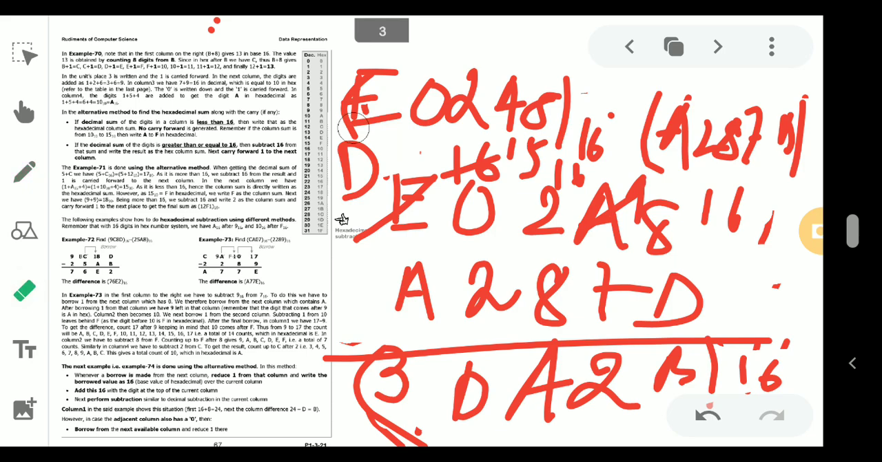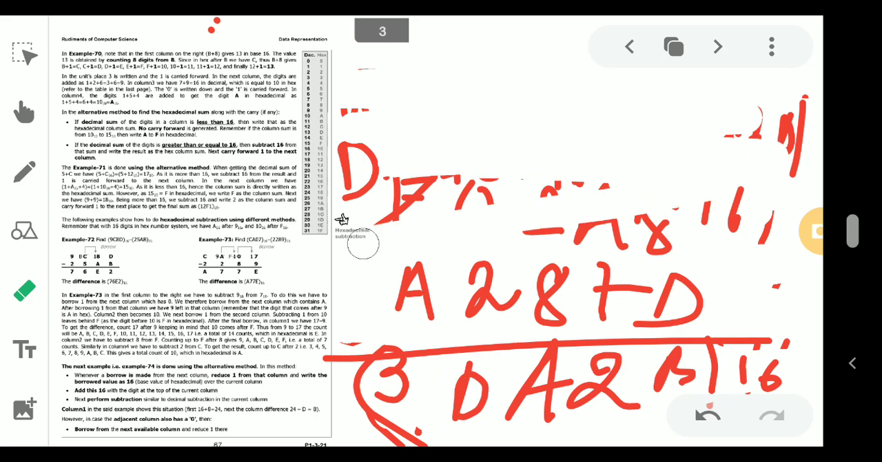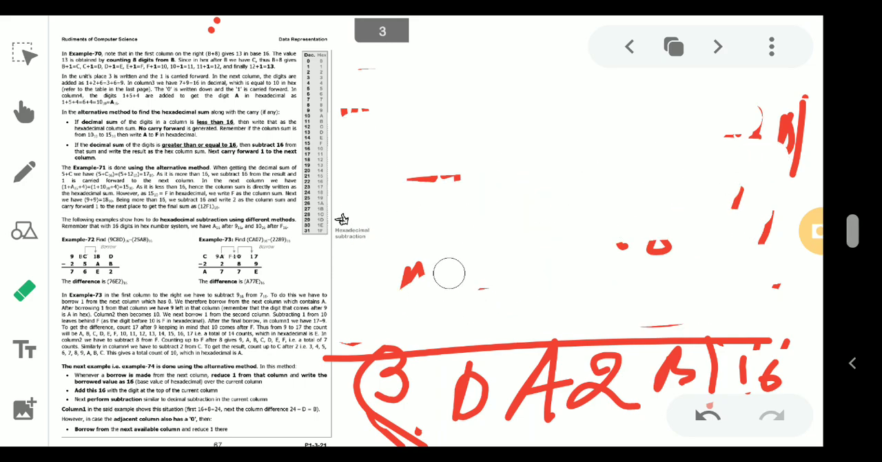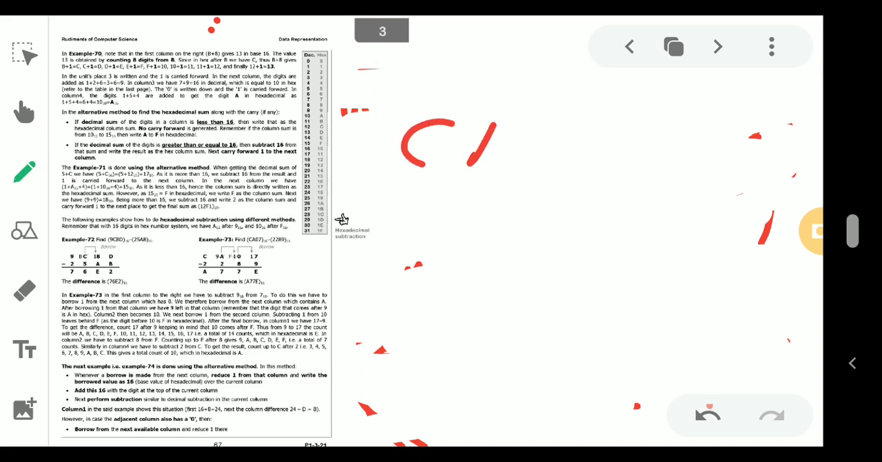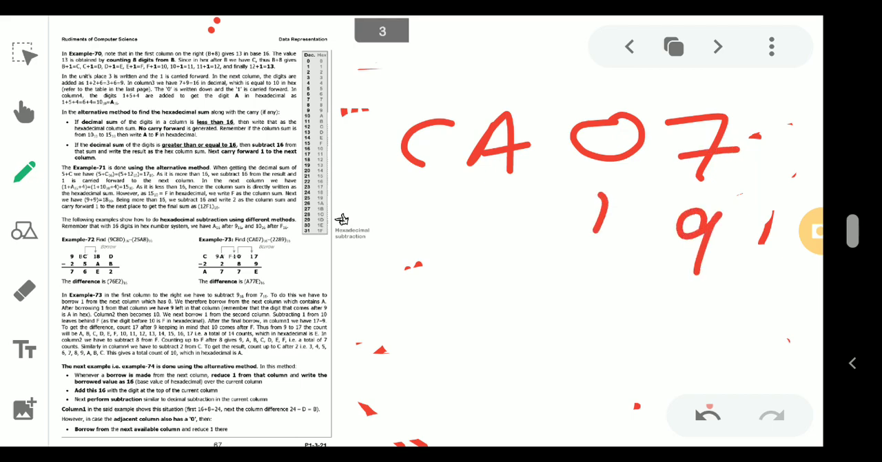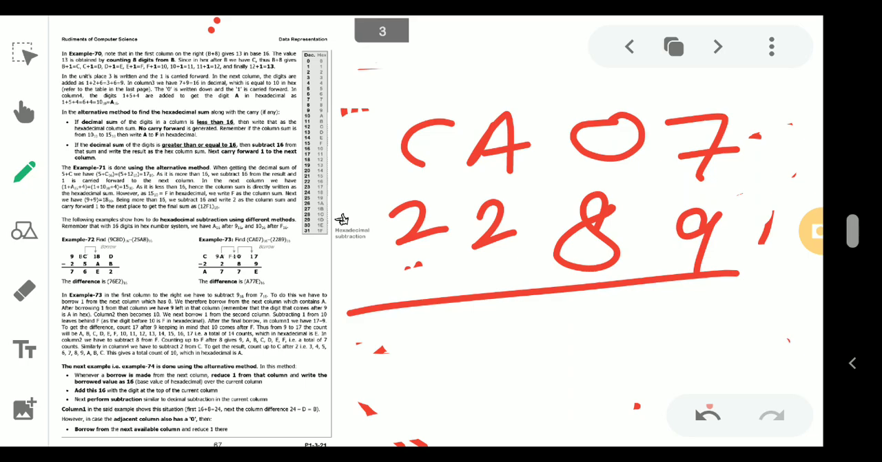Okay, another small sum is there. Very quickly I am doing the last sum. I hope it is clear. Directly I am positioning it, CA07 and 9822. Okay, so 7 minus 9 is not possible.